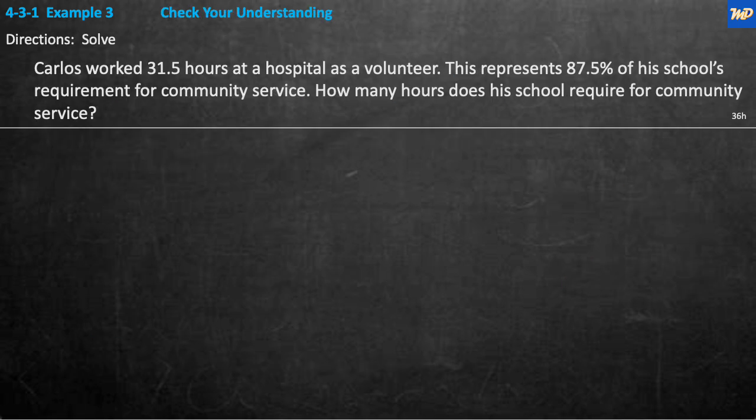Good. Okay, example 3, check your understanding. So let's solve this. Carlos worked 31 and a half hours at a hospital as a volunteer. This represents 87.5% of his school's requirement for community service. How many hours does his school require for community service? Well, he's worked 31 and a half hours, which is 87.5% of his requirement. So we're going to find out what is the whole requirement, right? So why don't you go ahead and stop the video, and when you come back, we'll work it together.